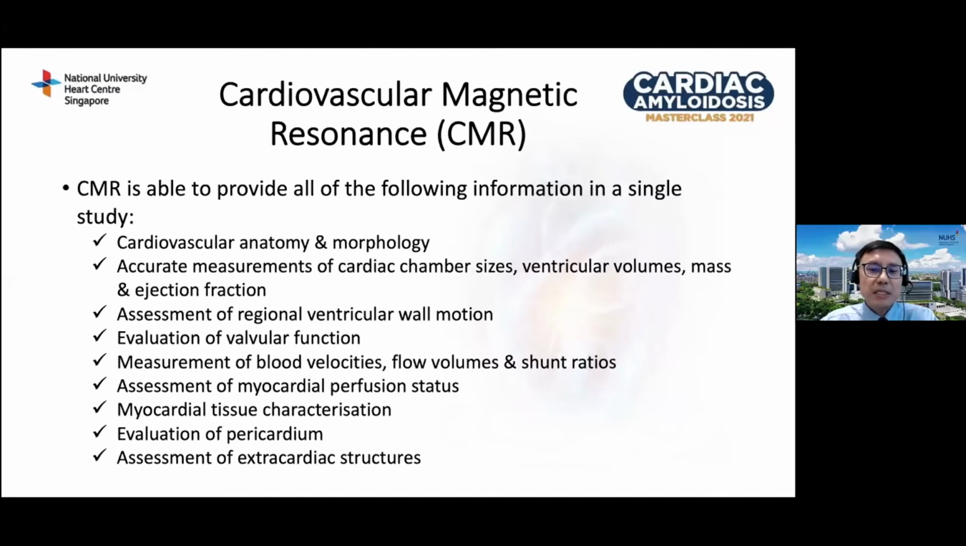We can assess myocardial perfusion status. And most importantly, we can characterize the myocardial tissues, and you'll see later on why this is so important in the evaluation of cardiac amyloidosis. We can also evaluate the pericardium and assess extracardiac structures, all in one study, which takes perhaps 45 to 60 minutes. So you can see why CMR is so useful in the evaluation of many cardiac conditions.